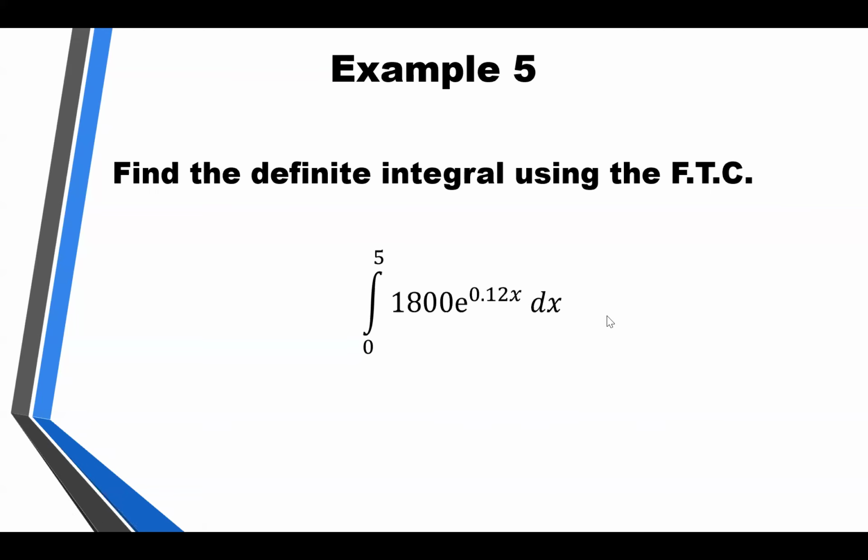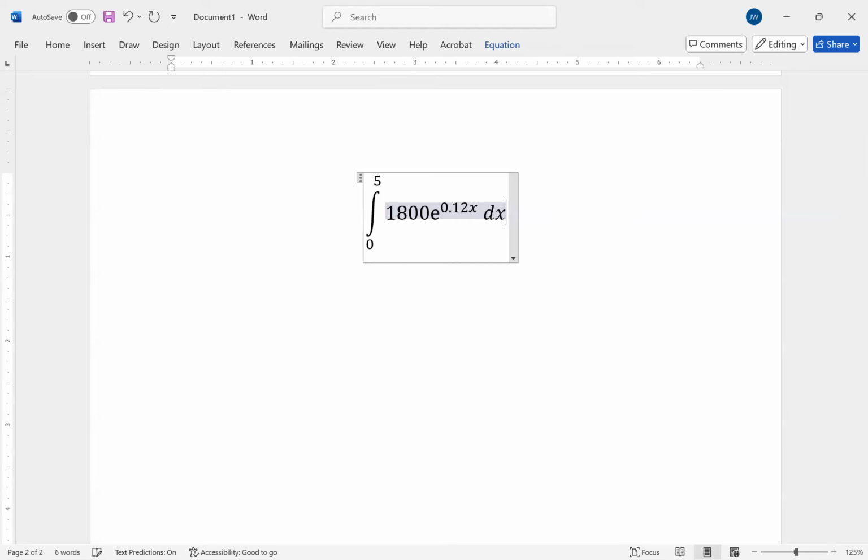Let's do another. Let's say we want to integrate 1,800 e to the 0.12x with respect to x from 0 to 5. So let's go ahead and do this. I won't graph this one, but we will just use the fundamental theorem of calculus to figure it out.